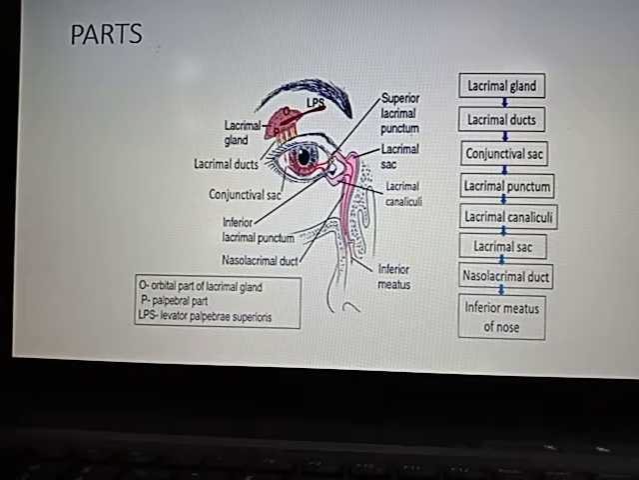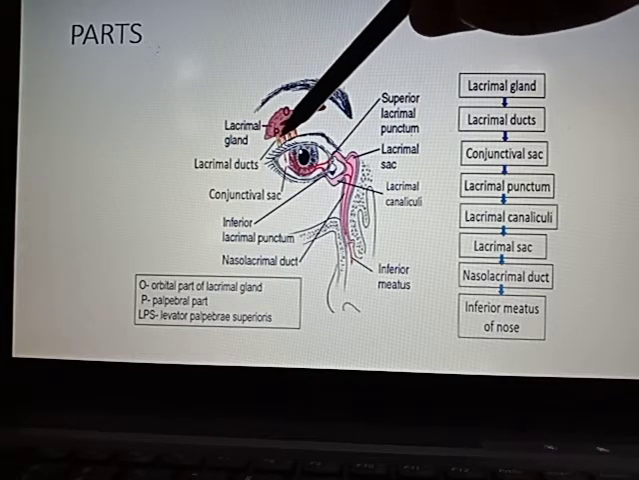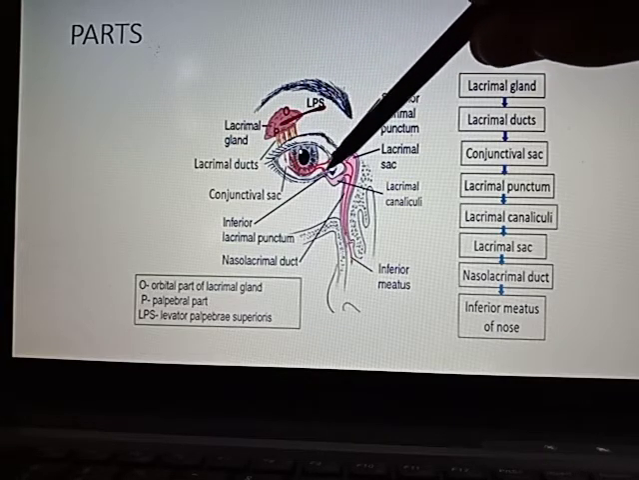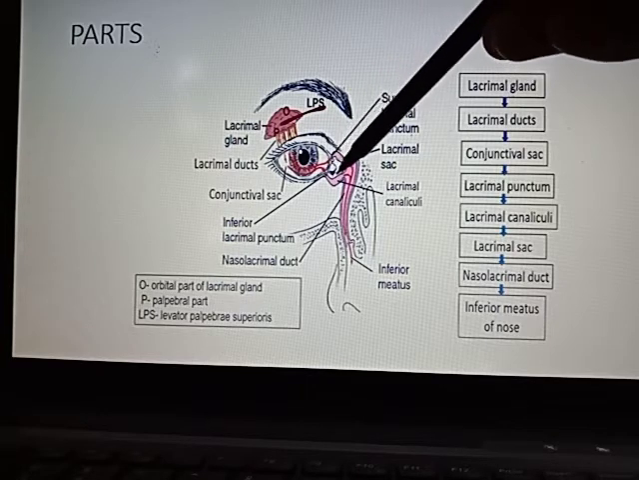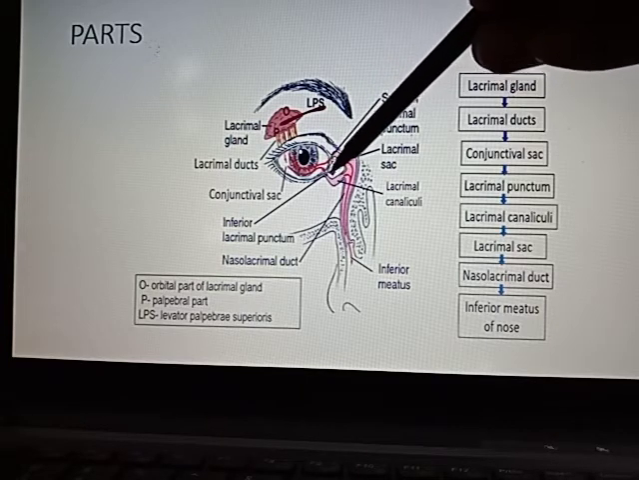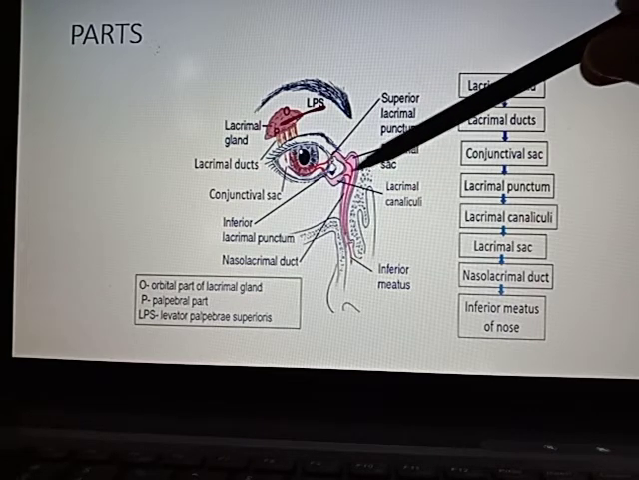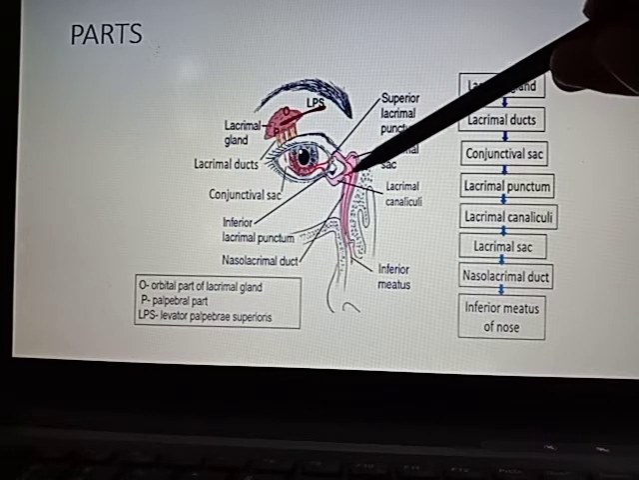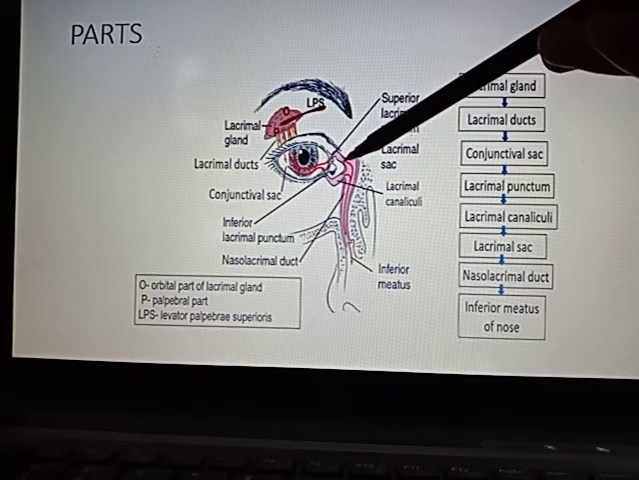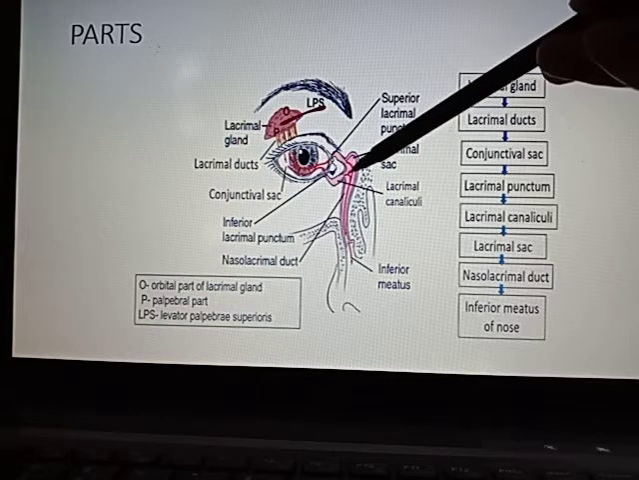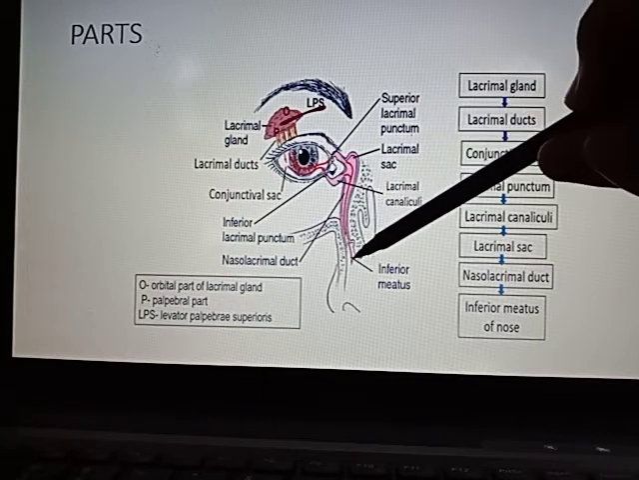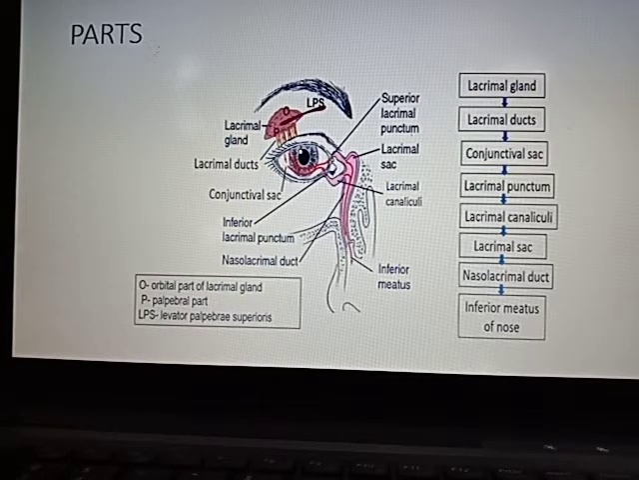Again, it's a diagram. Here you can clearly find this is the lacrimal gland. This is the lacrimal duct. This is the conjunctival sac. These are the superior lacrimal punctum and the inferior lacrimal punctum, the openings through which the tear enters the canaliculi. These are the lacrimal canaliculi, upper and lower, and there is also one common canaliculus. From this is the lacrimal sac, and from the lacrimal sac it goes to the inferior meatus of the nasal cavity.